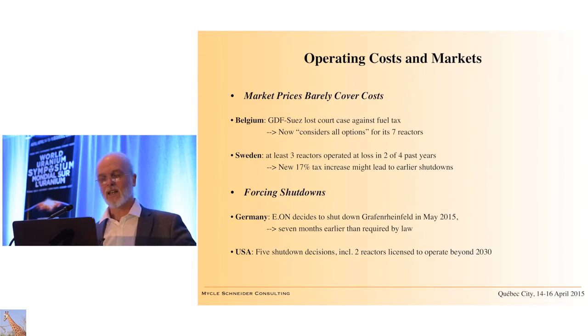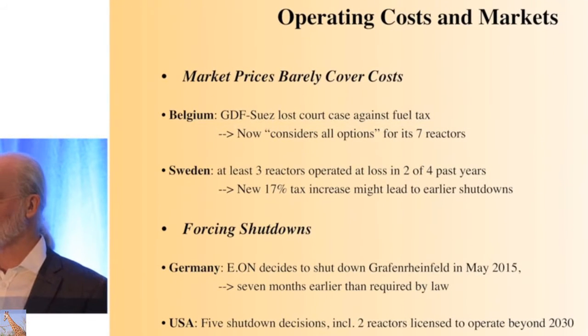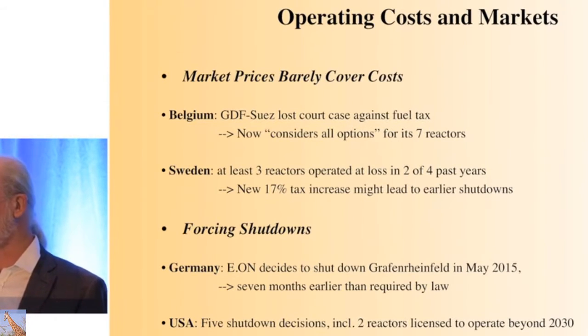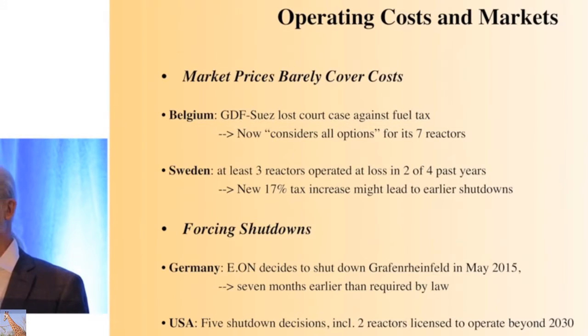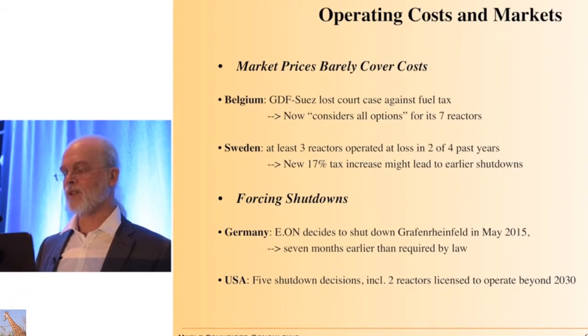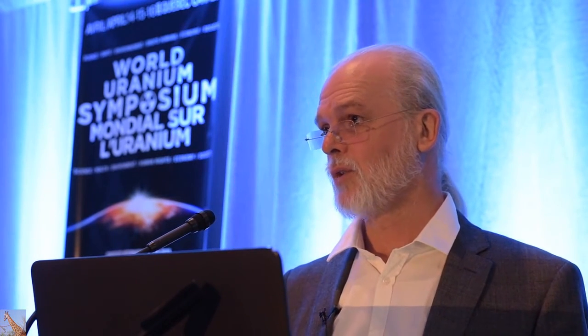In Germany, as I mentioned before, there is a nuclear phase-out program, a step-by-step shutting down of the remaining 9 reactors. The utility E.ON decided to shut down one reactor 7 months earlier than required by law. Why? Because it's not making any money. It's impossible to actually make a profit with that machine. And finally, in the U.S., as you probably know, there were 5 shutdown decisions. After a situation where I think for 15 years there was no movement, no reactor startups, no shutdowns, the utilities announced in 1 year 5 shutdowns for very similar reasons, including 2 reactors that were actually licensed to operate beyond 2030.